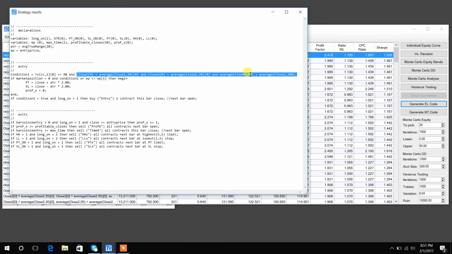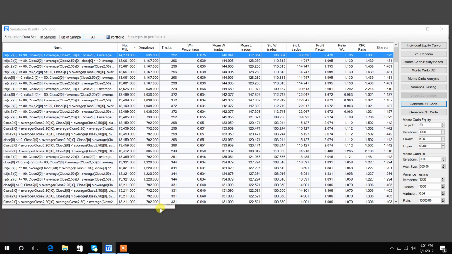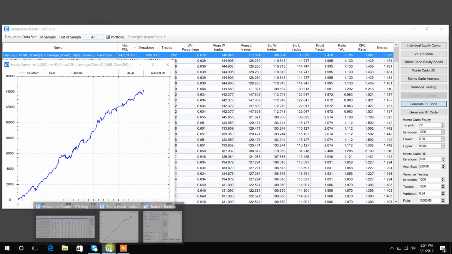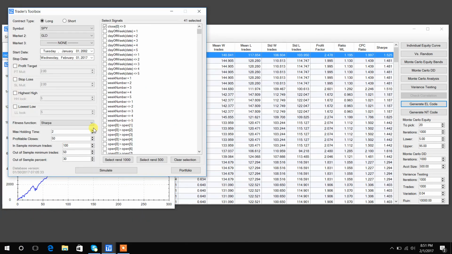If gold's 50-period moving average is above its 200-period moving average, but gold's close is below its 10-period moving average and its 50-period moving average, all while SPY's 2-period RSI is less than 90, then we're going to buy SPY and hold it for 2 days. That's as simple a strategy as we can get. And as you can see, pretty decent results. And why 2? Because we set on the input screen that our max holding time would be 2.